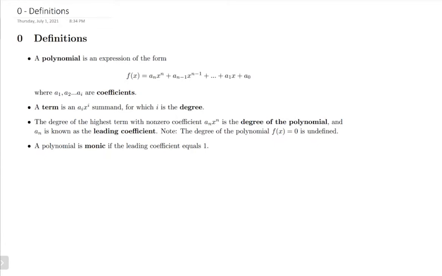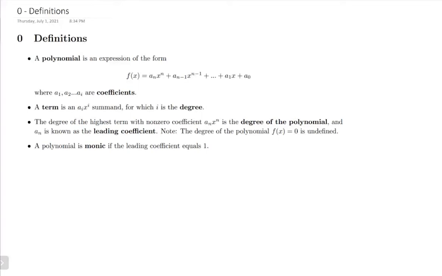So first, let's go over some definitions. A polynomial is an expression of the form f of x is equal to a sub n times x to the nth power plus a sub n minus 1 times x to the n minus 1 power, and so on and so forth, until plus a sub 0 times x to the 0th power, which is 1. So it's a constant term. And we call a sub 0 through a sub n all coefficients. And a term is each one of the summands.